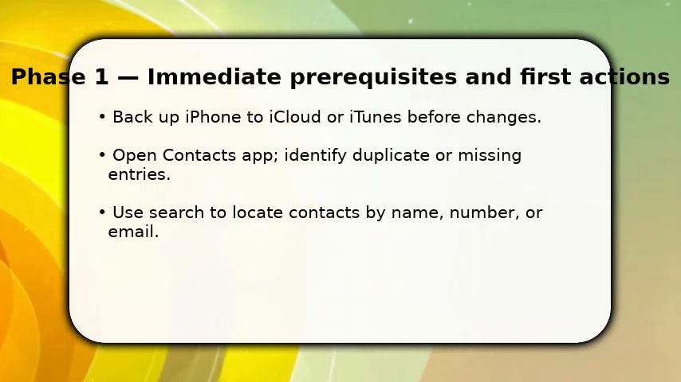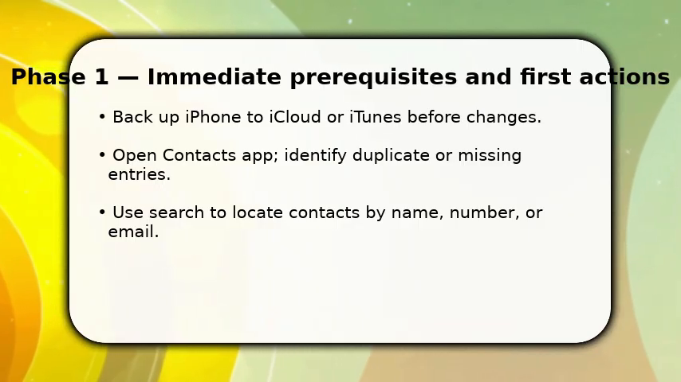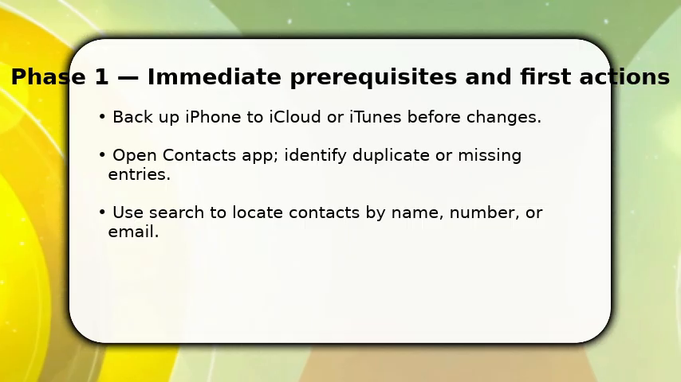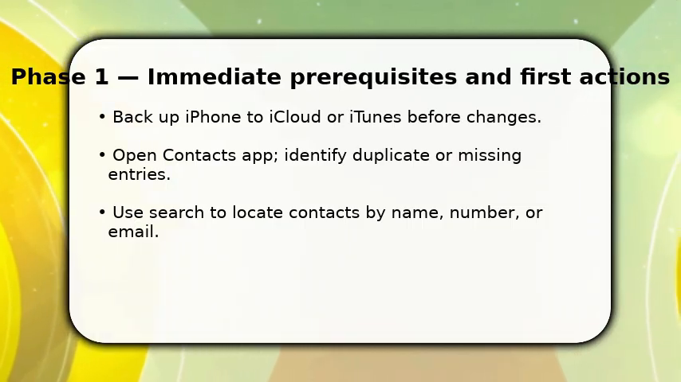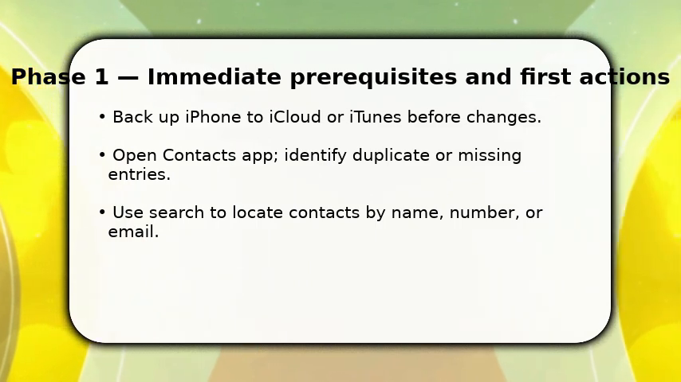Tap a suspect contact to inspect details, because inconsistent labels or country codes often break matching. Next, use the search bar to find potential duplicates by name, number, or email, and prepare to merge or edit entries so syncing will succeed across devices.